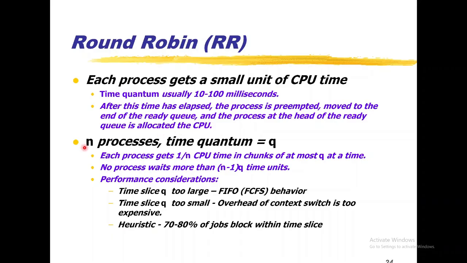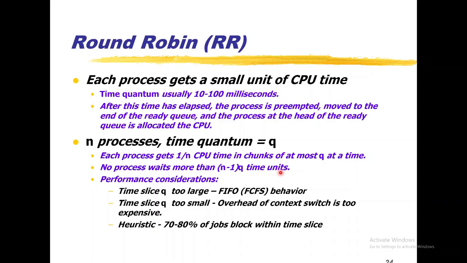So here, with n processes, each process has a time quantum equal to q. So all processes have equal time. Each process gets 1 over n of the CPU time in chunks of at most q at a time. No process waits more than n minus 1 times q time units.